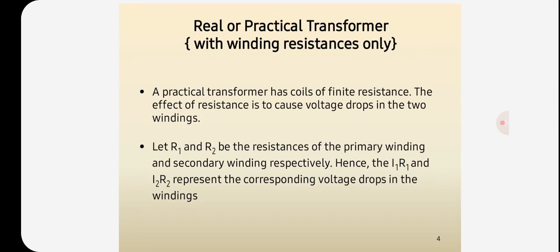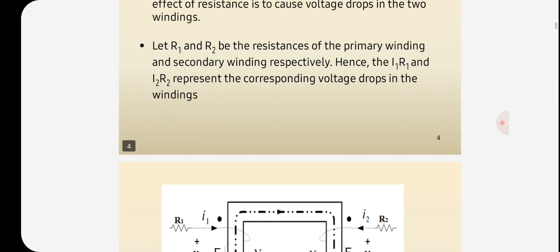A practical transformer has coils of finite resistance. The effect of resistance is to cause voltage drops in the two windings. Let R1 and R2 be the resistance of the primary winding and secondary winding respectively. Hence, I1 R1 and I2 R2 represent the corresponding voltage drops in the windings.